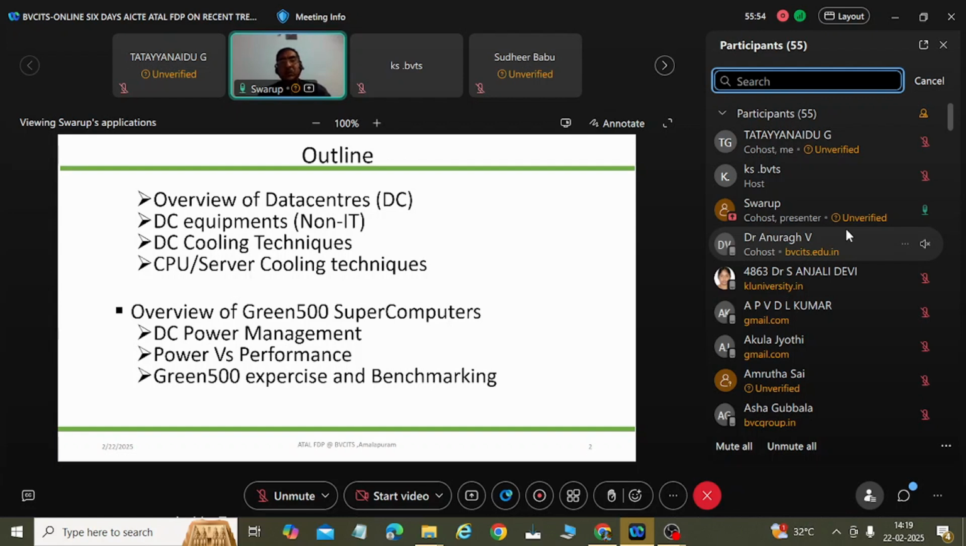And the DC cooling techniques, and then CPU and server cooling techniques. So far we understand room cooling, we understand rack cooling. The rack is cooled because we want to ensure that the servers inside the rack are cooled. Now the next session I'll talk about the overview of the Green500 supercomputers. What is the overview worldwide? What is the scenario? And then how you are going to do power management, and power versus performance. That is the crux of it, the Green500.